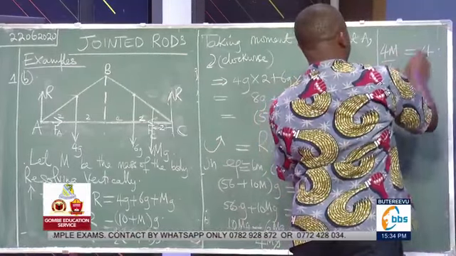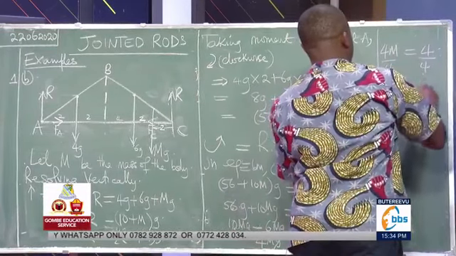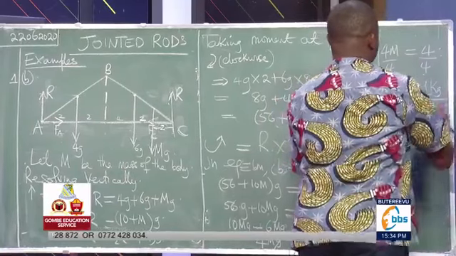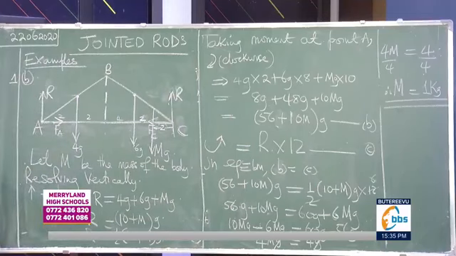Divide by 4, and this will give us our m as 1 kilogram. The value of m will be 1 kilogram.